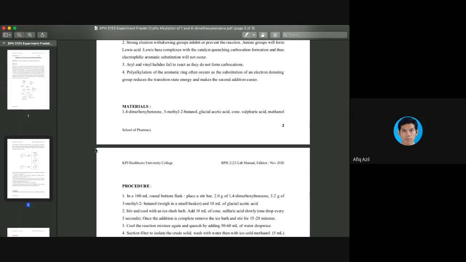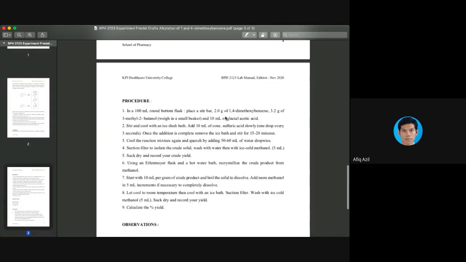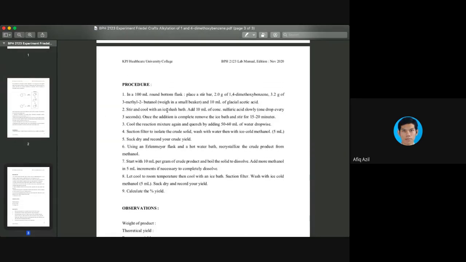The materials used will be the starting material itself, which is 1,4-dimethoxybenzene, and then 3-methyl-2-butanol, the organic compound that you want to substitute into the benzene ring, and then glacial acetic acid, concentrated sulfuric acid, and also methanol. Basically, here is the procedure: the reaction will be done in a 100 ml round bottom flask, so it is a flask with a round bottom. Later in the video I will show you the shape of a round bottom flask.